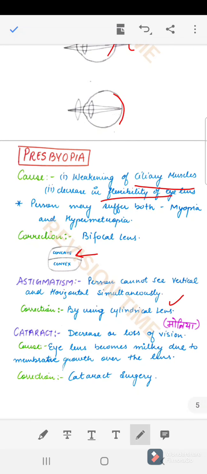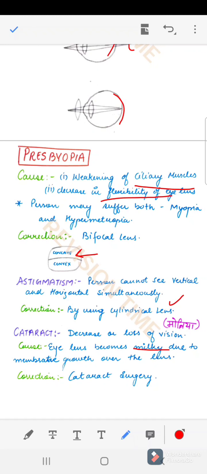So the last condition we have is cataract. Here there is partial or complete loss of vision. Why? Because the eye lens becomes milky, it appears whitish in color, because of the membranous growth over the eye lens. How can we correct it? We can simply go for cataract surgery. It is a very common condition in old age and we commonly call it motia, right?